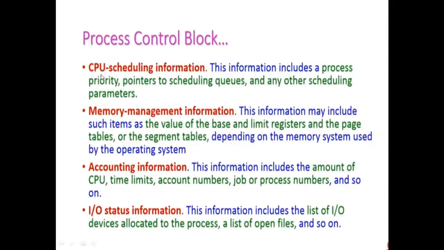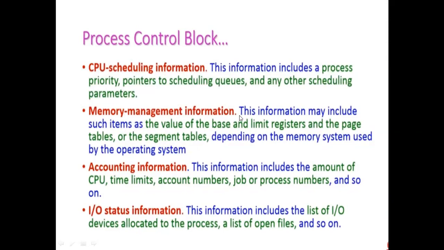The next information is CPU scheduling information, which includes the process priority information, all the pointers to the scheduling queues, and any other scheduling parameter information is also stored in the CPU scheduling information.